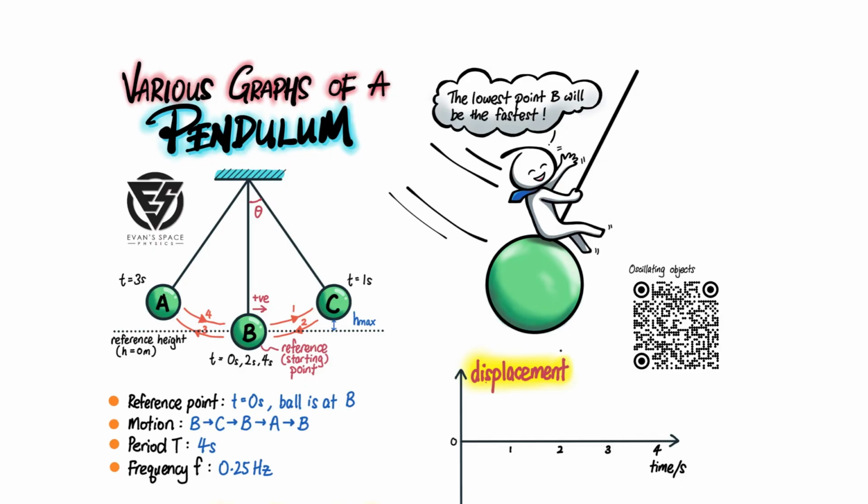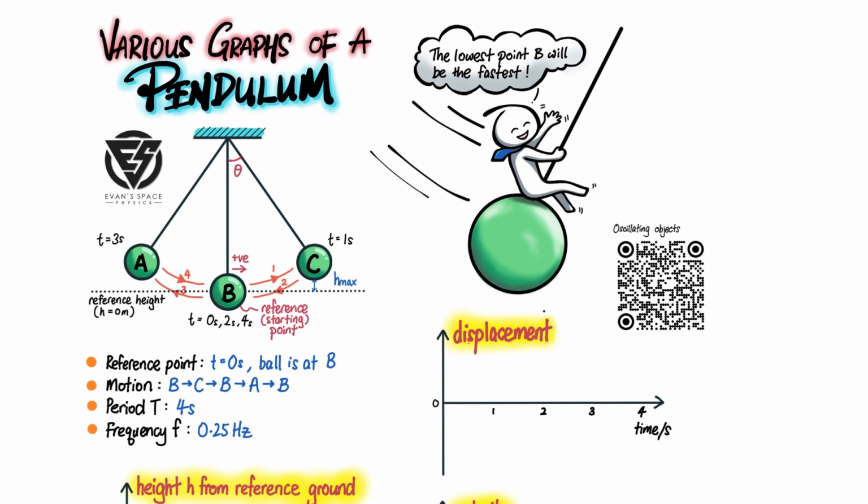Now let's start with the first graph, which is a displacement-time graph. As mentioned, we'll take the reference point as point B here, and right now the ball is at the reference point, so there's no distance, no displacement. And of course, we're going to take the ball moving to the right as positive, so the first position will be over here. Then as the ball moves to the right towards C, the displacement keeps on increasing. So at 1 second later, that will be the maximum displacement. Okay, we will not give it a value, but you understand that's the maximum.